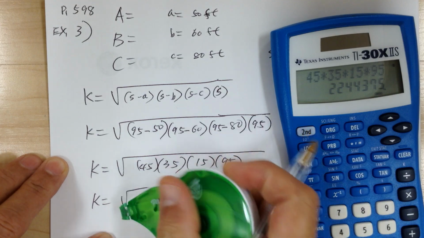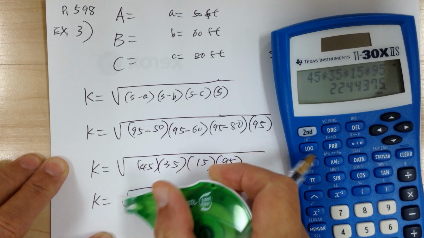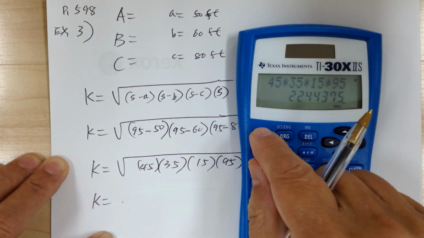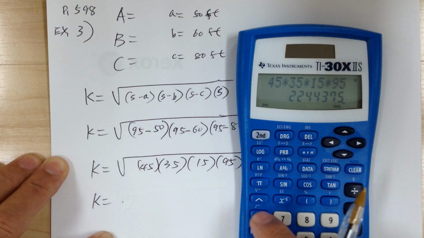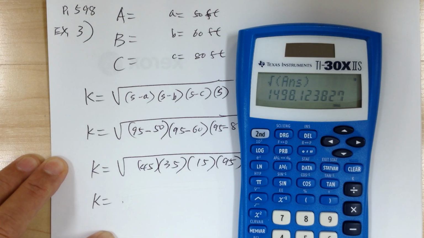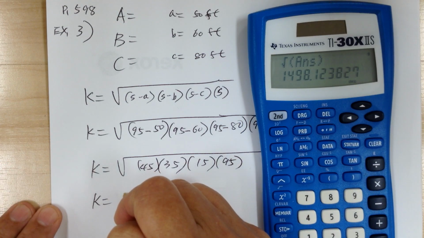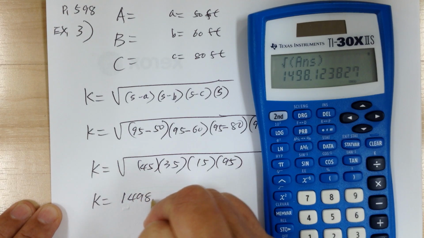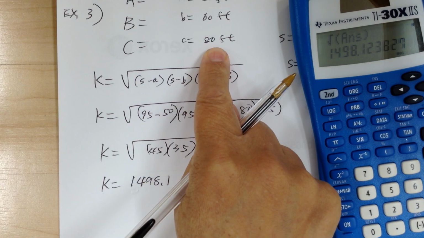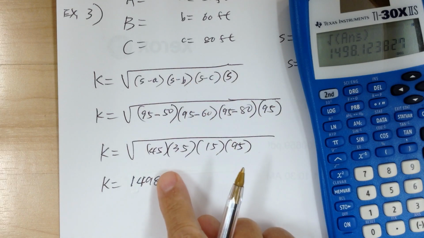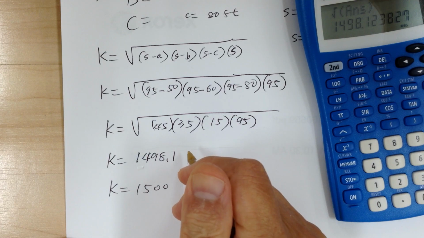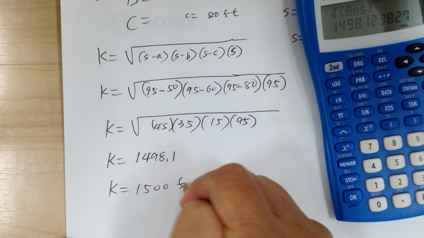So you know what, I'm not going to even do that. Just keep that on the side, and I'm going to take the square root of that number. So I'm going to go second, square root, of the answer I got before. So I get 1498.1, and notice this only has 2 significant digits, so we can round it off to 3 significant digits. That's fine. So k equal to 1500, and this one does have feet, square feet.